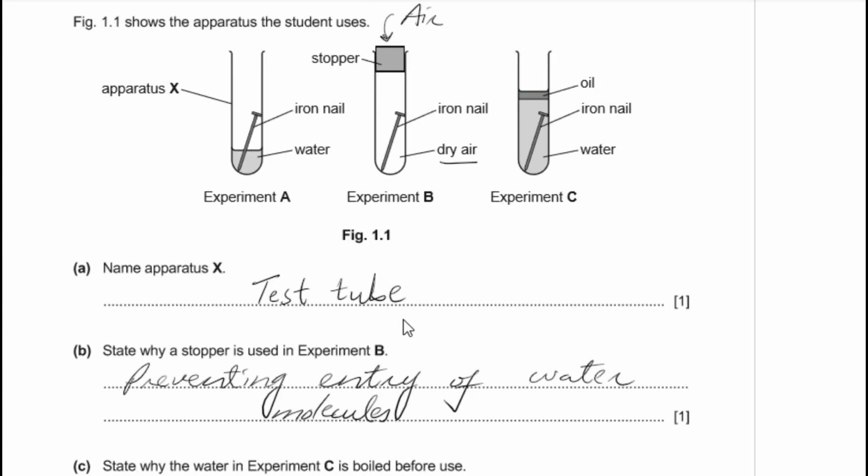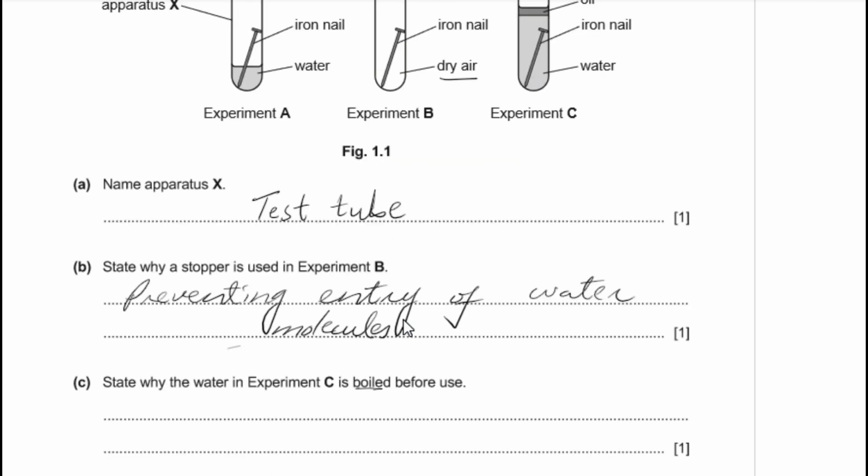In experiment C, there is oil on the water, and the question says why it is boiled. Remember that whenever water is boiled, it would lose the oxygen that was dissolved in it.